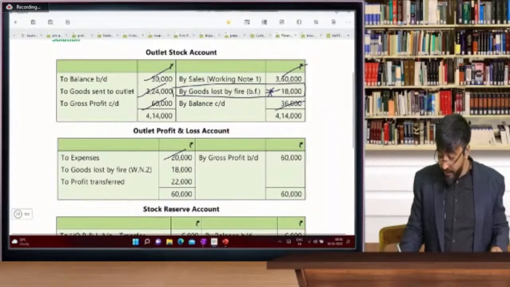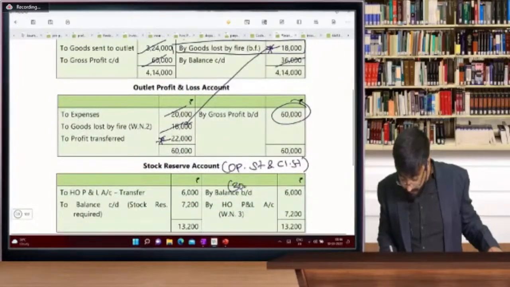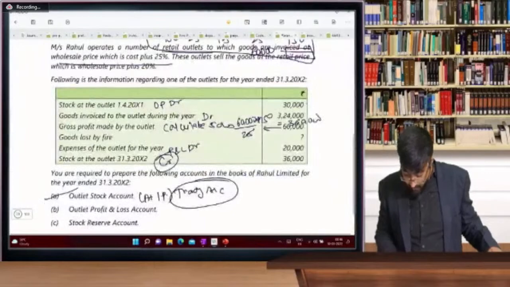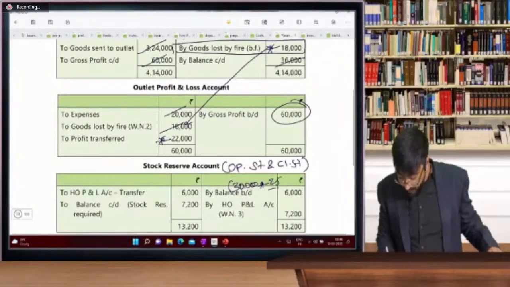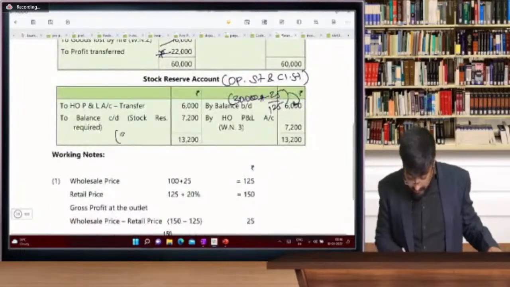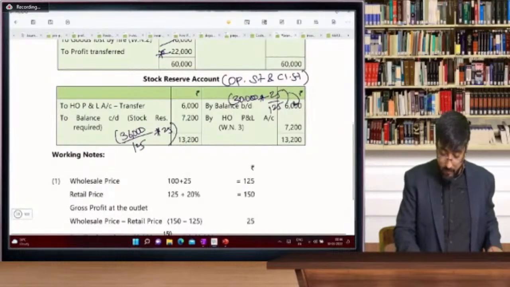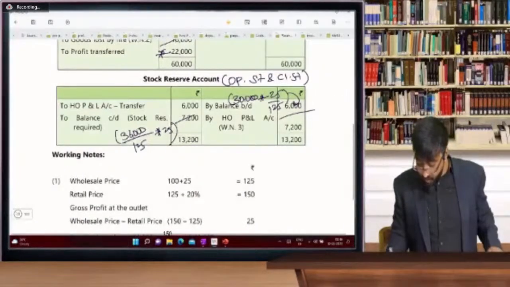Expenses 20,000. Goods lost by fire you are going to write. And GP 60,000. So this is profit. And stock reserve is always on opening stock and closing stock. So beta opening stock is 30,000 into what is the equation? 25 upon 125. And closing stock 36,000 into 125 upon 25. You can write now. 7,200. By balance brought down, transfer to P&L.